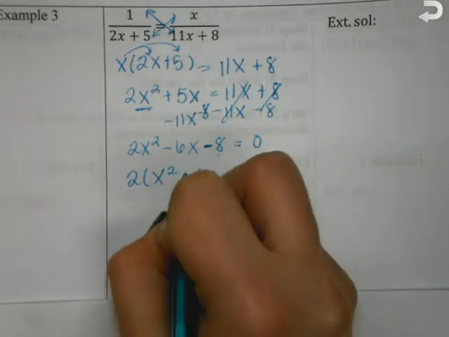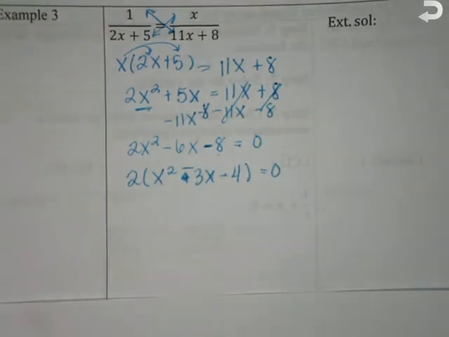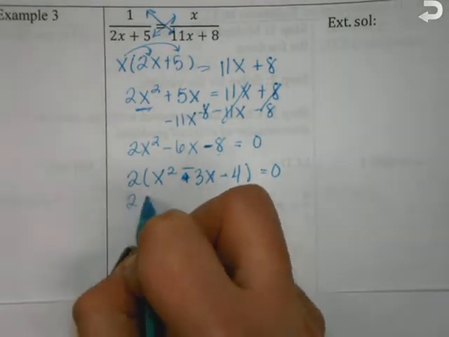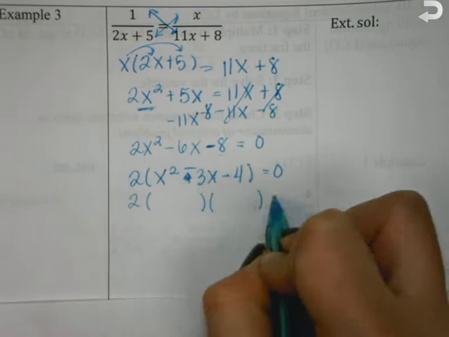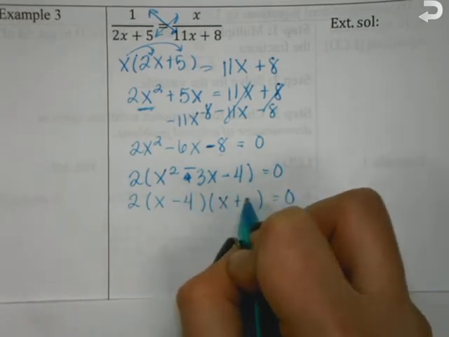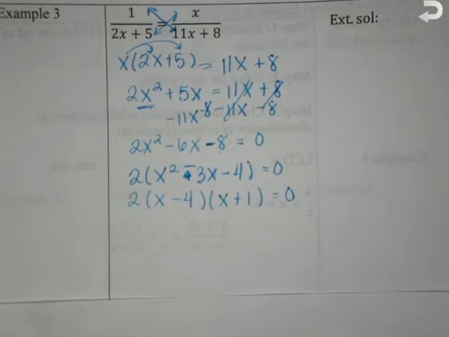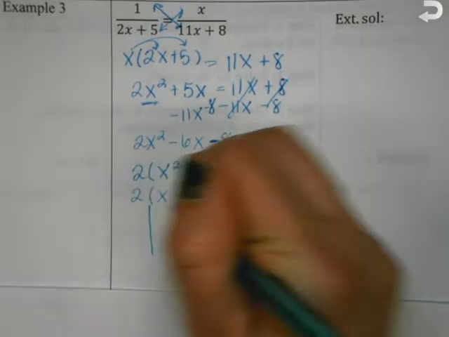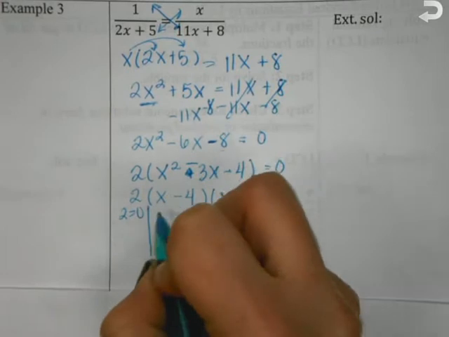Okay, how does x squared minus 3x minus 4 factor? X minus 4 and x plus 1. And then do you guys remember what we do from here? Set each one equal to 0. So 2 equals 0, x minus 4 equals 0, and x plus 1 equals 0. 4 and negative 1.